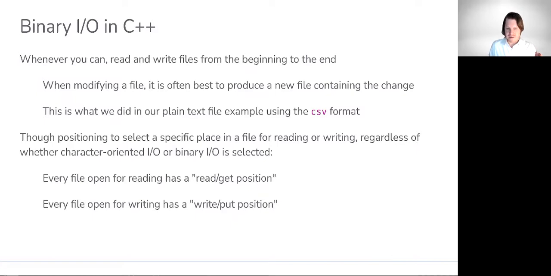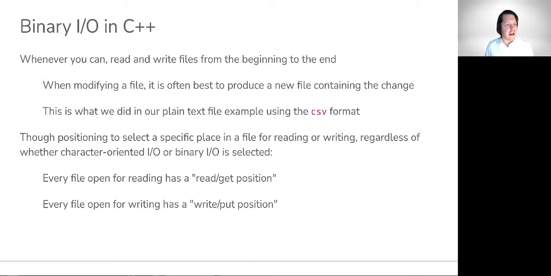However, what we can also do, whether we're in plain text mode or binary mode, is through positioning, select a specific place in a file for reading or writing, regardless of whether we're using character-oriented I/O or binary I/O. Every file that we open for reading is going to have a read get position, and that's what I was talking about with this pointer on the previous slide.